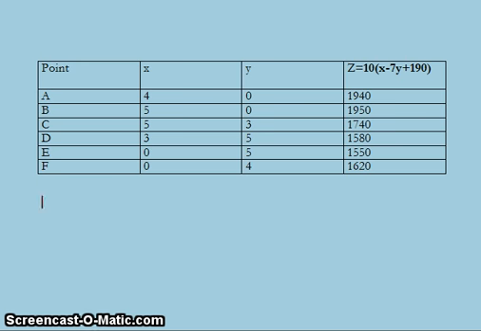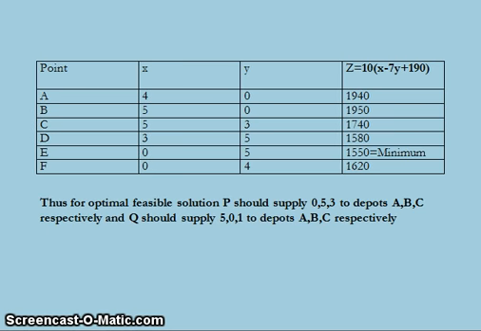Hence X equals 0 and Y equals 5. Thus for minimum transportation cost, factory P should supply 0, 5, 3 units to depots A, B and C respectively, and factory Q should supply 5, 0, 1 units respectively to depots A, B and C. Thus we have found the optimal feasible solution to this given linear programming problem.